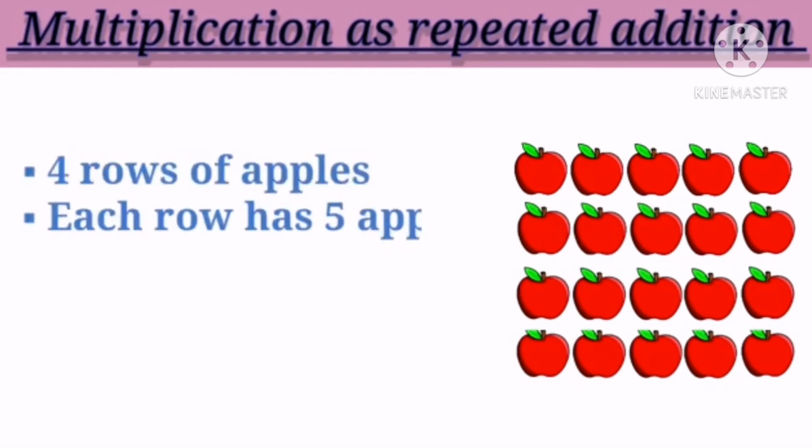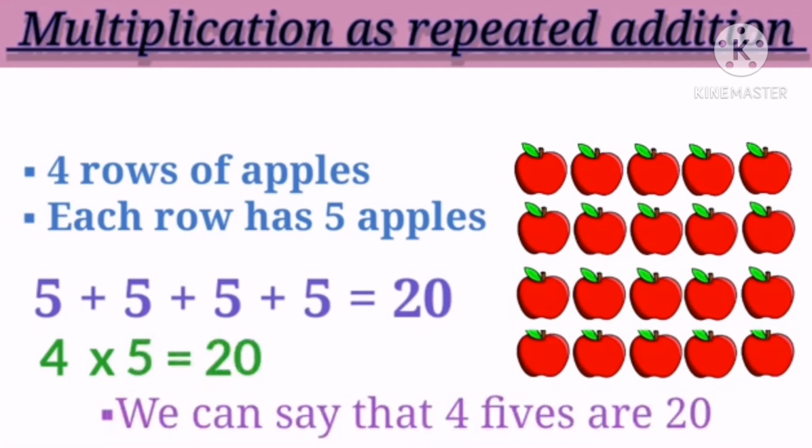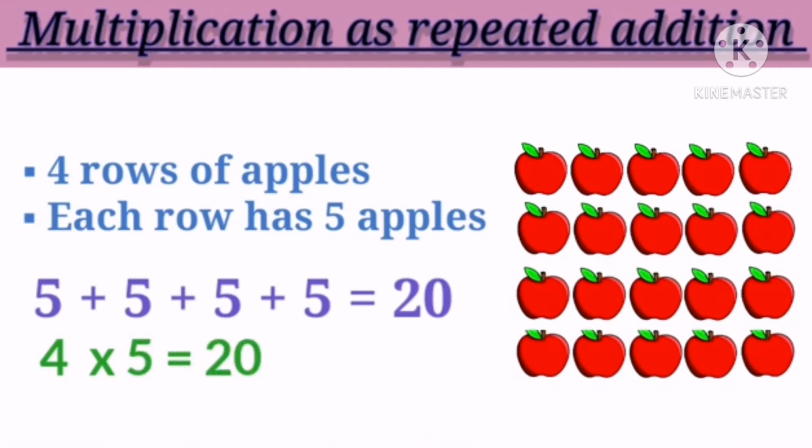Now, let's try another example. We have 4 rows of apples, and each row has 5 apples, which means we're going to add 5 how many times? Yes, we're going to add 5 four times. That means 5 plus 5 plus 5 plus 5 is equal to 20. We can write this as 4 times 5, or 4 multiplied by 5, is equal to 20. We can say that 4 fives are 20. Remember, we can only multiply when there are equal groups.